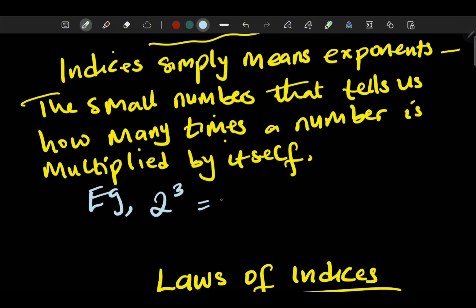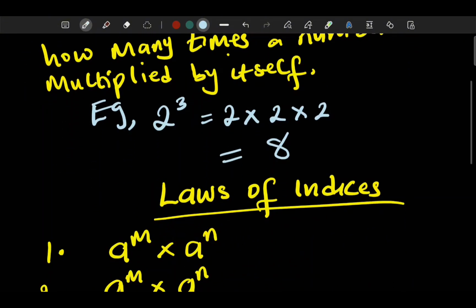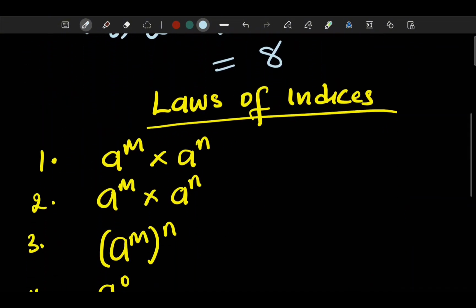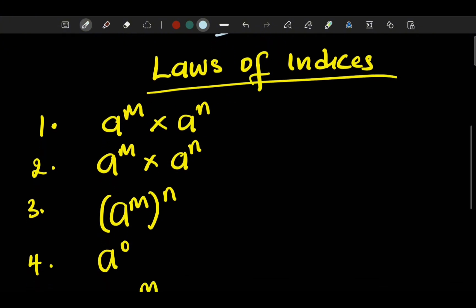So this is telling us that 2 is multiplying itself 3 times. And of course, this will give us 8, right? And that is what indices is all about. It tells us the number of times a number multiplies itself. So there are numerous laws guiding the study of indices. If you are not familiar with these laws, it will be difficult for you to solve certain problems from indices. So let us go through these laws briefly.